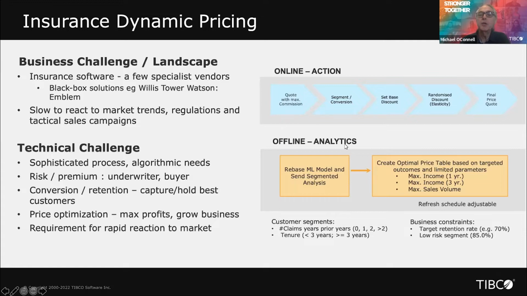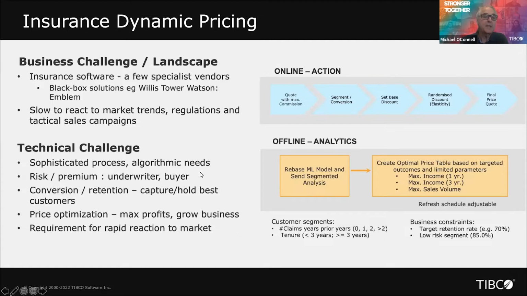And then online, you put this into the event stream where someone comes in for a self-service policy. They're segmented into different groups. There's a discount set. Some randomization takes place there, so you can do post-processing with elasticity type models. And then a final quote is put in front of the prospect.